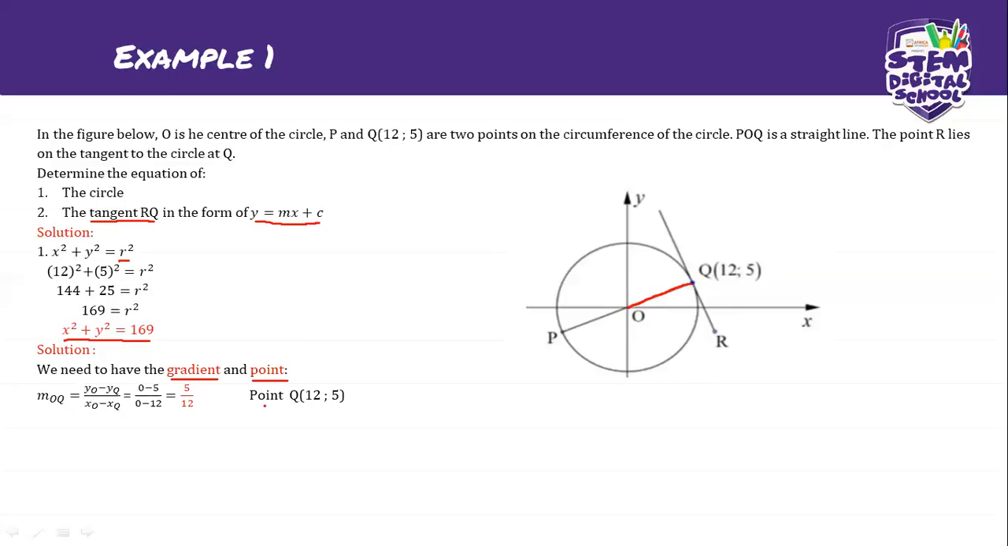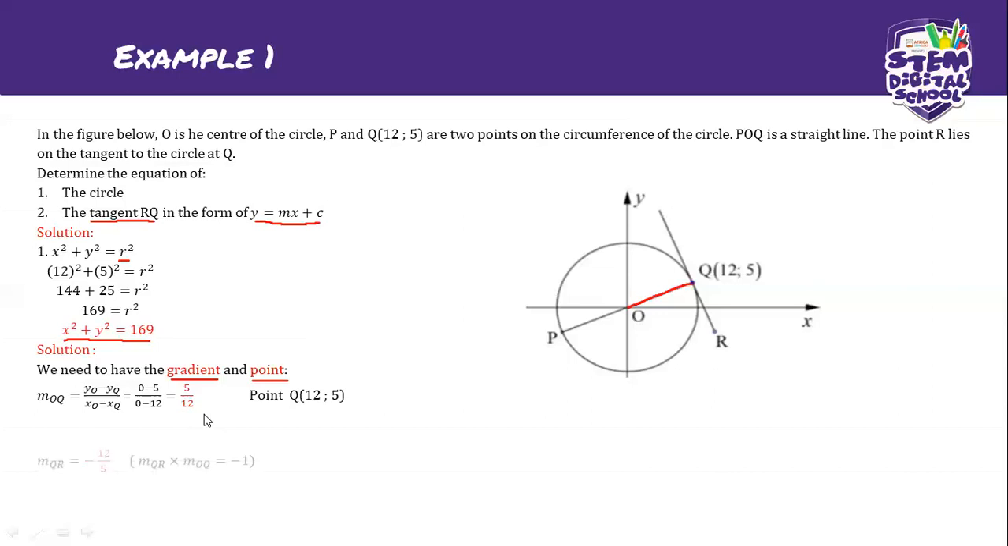And obviously for the point, we are going to take this point Q because it is on this line that we are calling a tangent. So we are going to use that point, which is 12:5, right? As for the point, we don't have a problem, but we still have to determine the gradient of this line, this tangent, which is RQ, right?